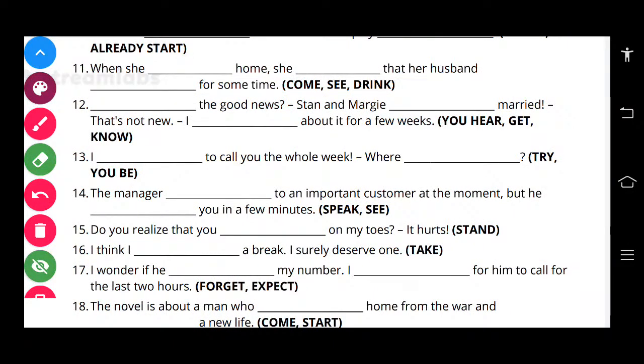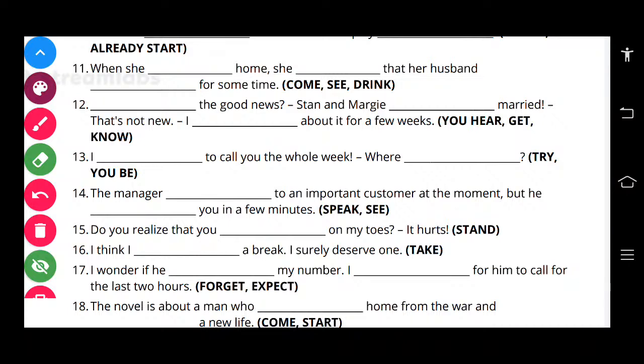When she dash home, she dash that her husband dash for some time. Come, see, drink. We were given three verb forms. In the question, however many verb forms we were given, we have to question ourselves that many times. First at come, then at see, and at drink. First, let us see the first example.